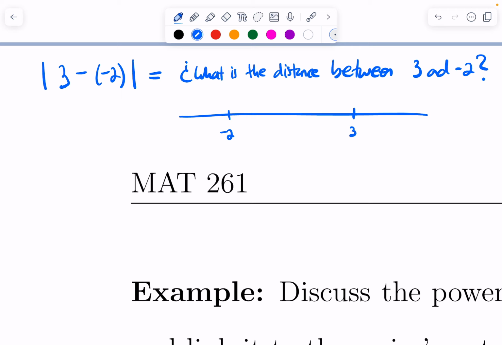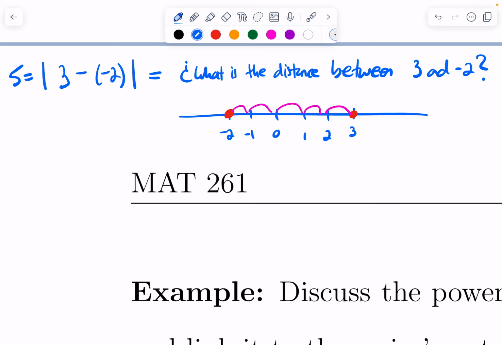If I draw this on a number line, -2, 3. Between that I have a 0, a -1, a 1, and a 2. So if I start at -2 and I end at 3, what's my distance? We have 1, 2, 3, 4, 5 jumps. So the answer to this question should be 5. That's what the absolute value is technically computing.